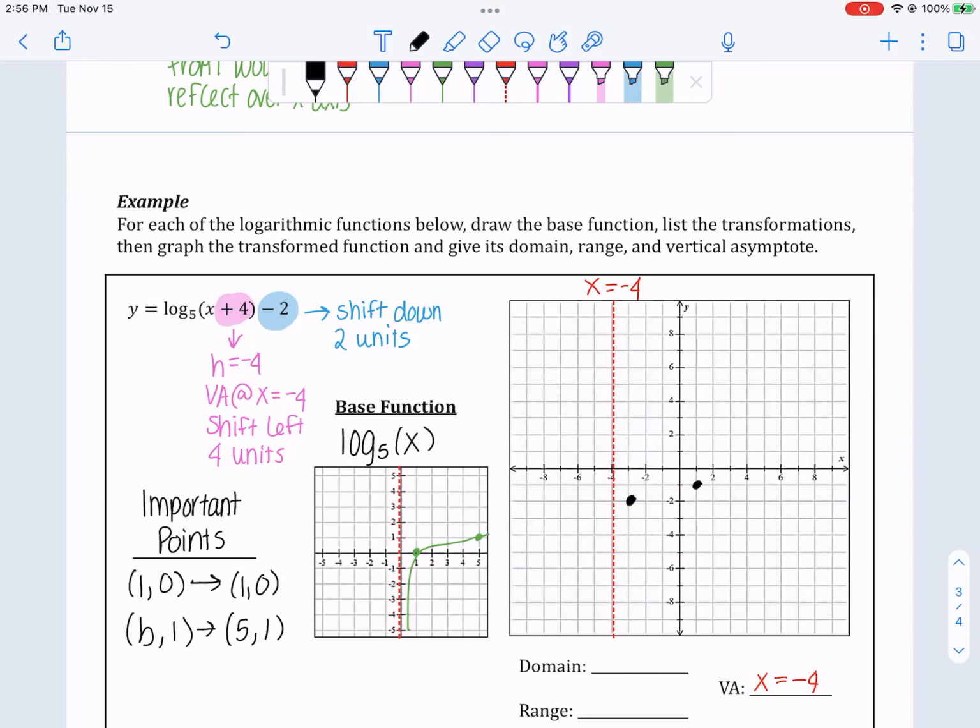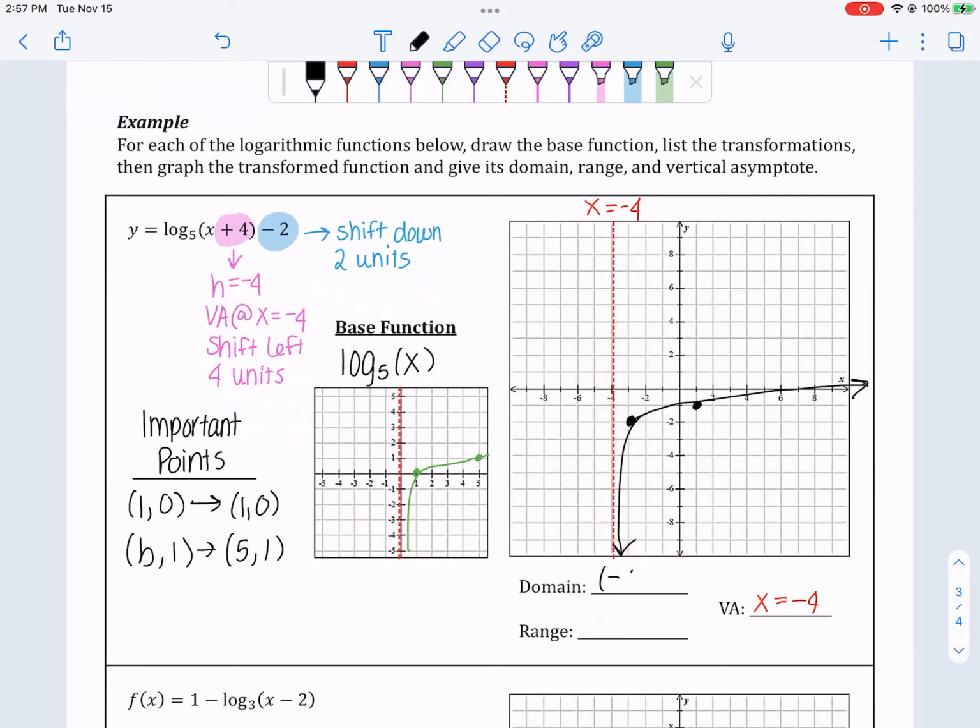And then, oh man, I really, really dislike drawing logarithms by hand. It's awful to draw them by hand. Something like this, right? The domain no longer starts at 0. It now starts at -4. The x values start at -4, so -4 to infinity. And then the range of all logarithms, -infinity to infinity.